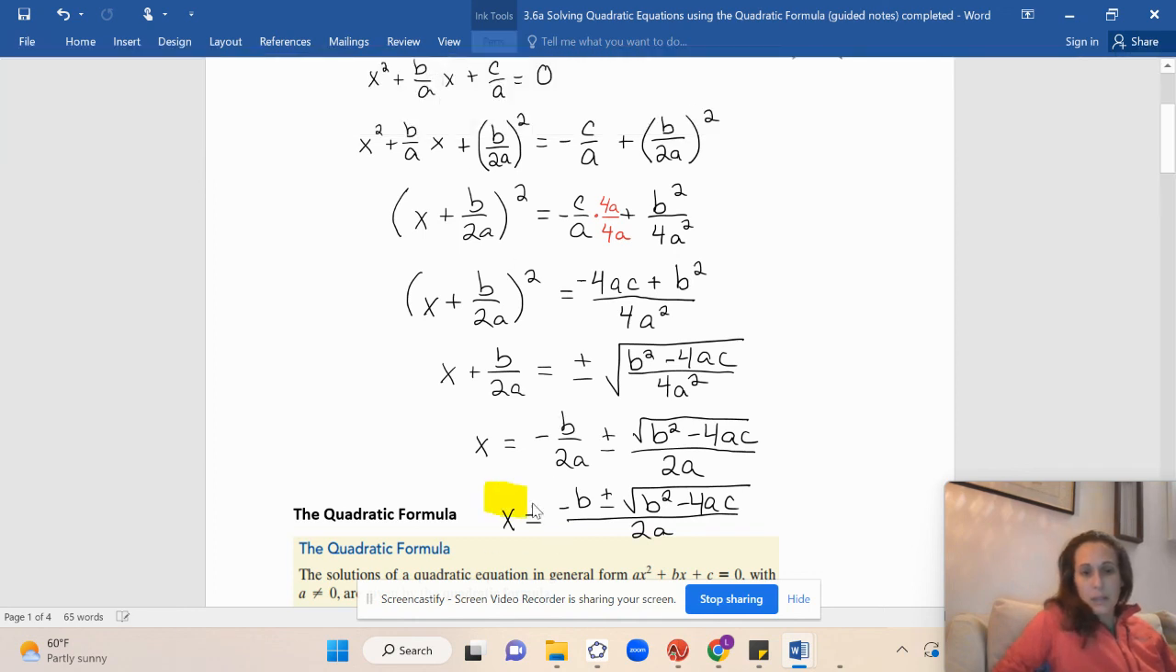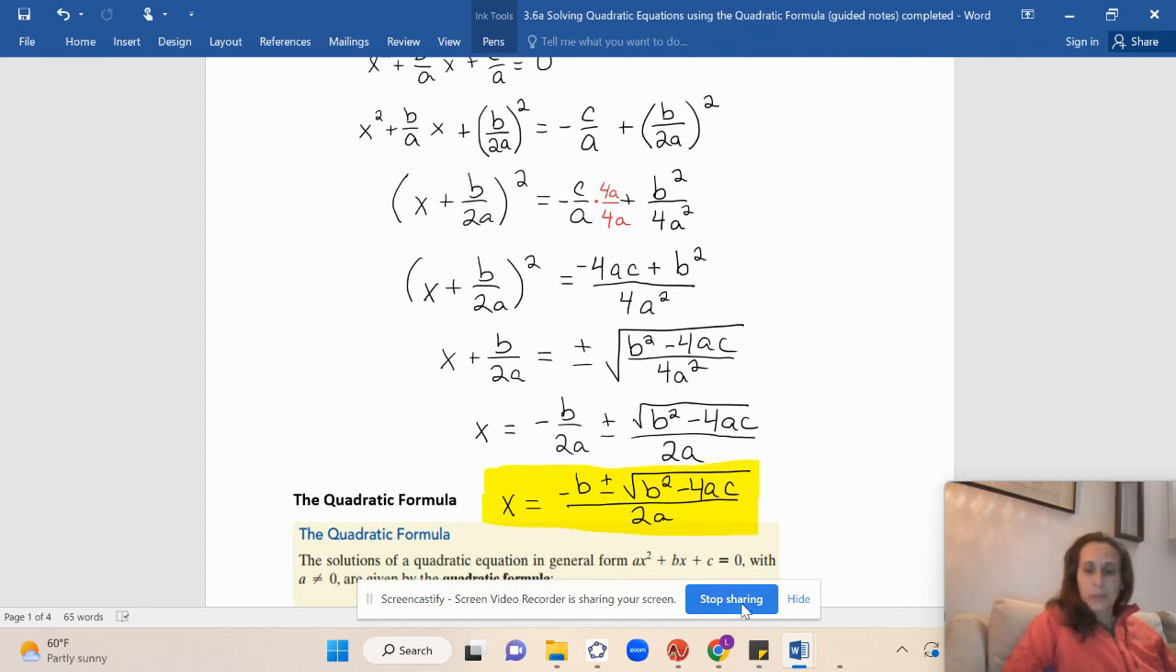And so we can actually see the quadratic formula we can derive from completing the square. So it is from completing the square, a method that we're already familiar with. It's pretty cool. Thanks for watching.